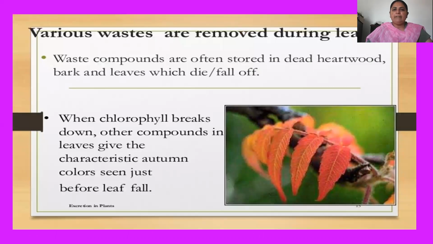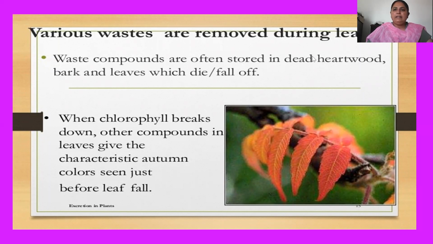Here I have shown you that waste compounds are often stored in the dead hardwood, a kind of dead wood. Sometimes when you cut the tree, or when you see the trunk of an older tree, you see that it is somewhat circular in shape, and the outer portion of that trunk is somewhat lighter in appearance, and in the center a dark portion is present. The wood that is present in the central region is known as the heartwood.